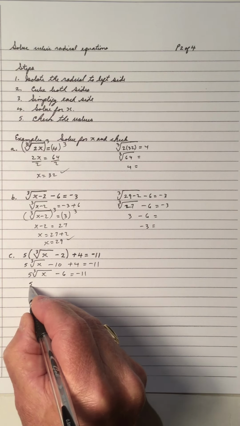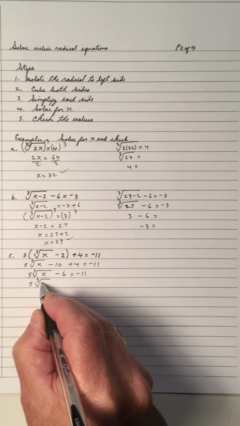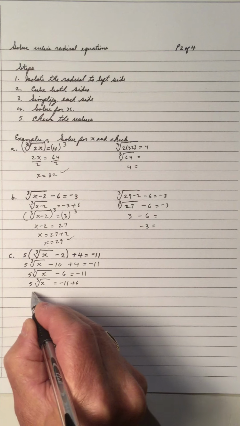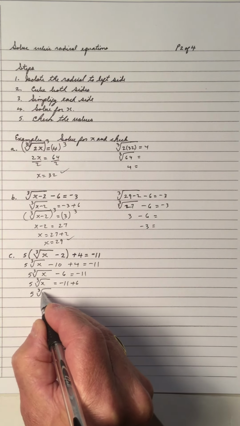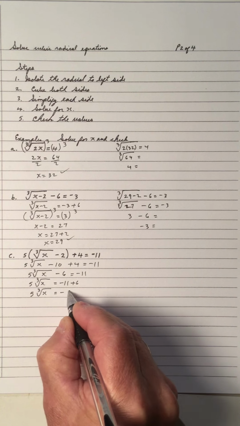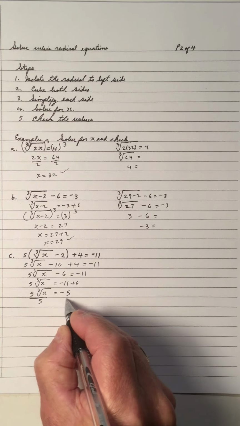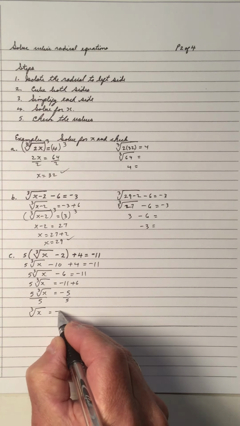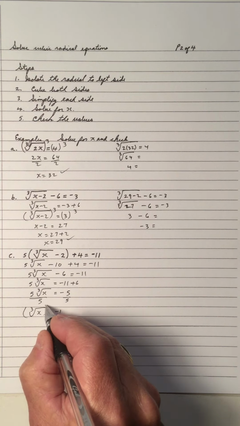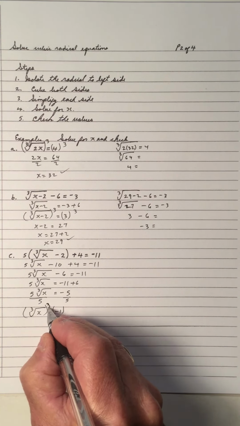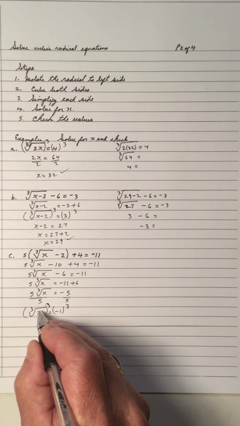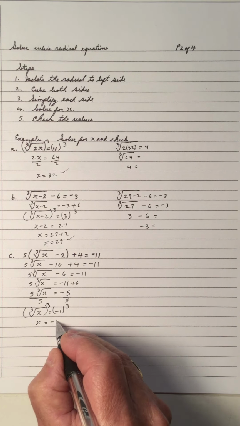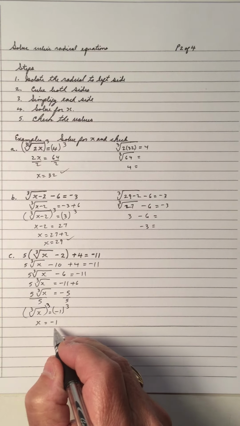Now we'll isolate the root, but we have to move the negative 6 to the right side, make it positive. Simplify the left side to be negative 5. Divide by 5 on each side. So the cube root of x equals negative 1. The root is isolated, so we will cube each side. The cube root of x all cubed is x. Negative 1 cubed is negative 1, negative 1 times negative 1 times negative 1.